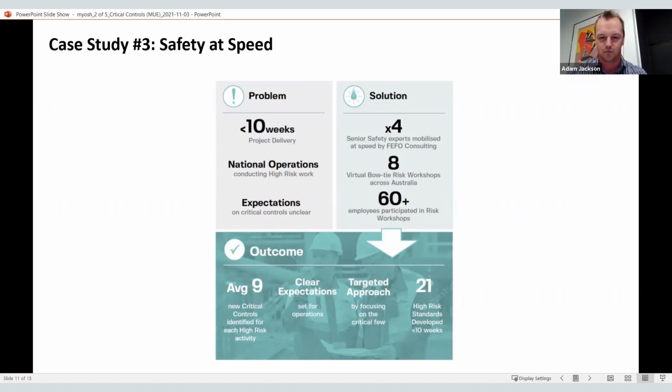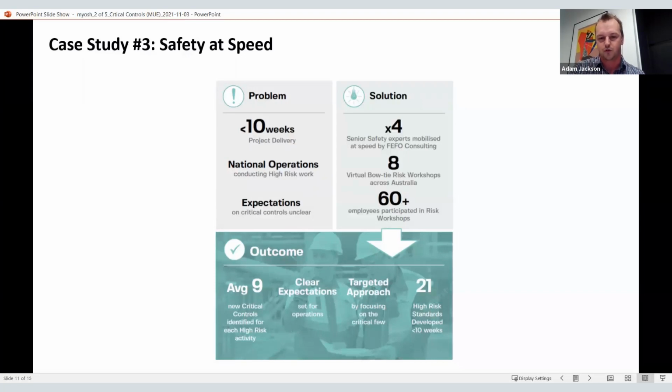Over just under a 10-week delivery period across a national basis, we worked with FEFO and JLL to run 8 virtual Bowtie workshops. We had people dialing in from all over the country. They were facilitated sessions using visual tools. There were 4 senior experts mobilised from FEFO to support that, and within the JLL business, we had more than 60 employees participating. The outcome, which was really positive for the business, was that we identified on average 9 new critical controls for each of the high-risk activities that we focused on.